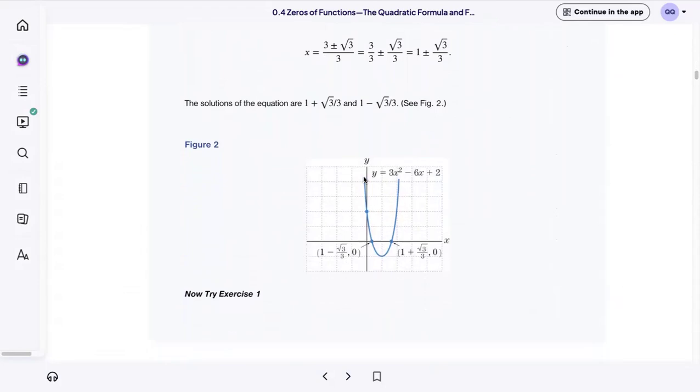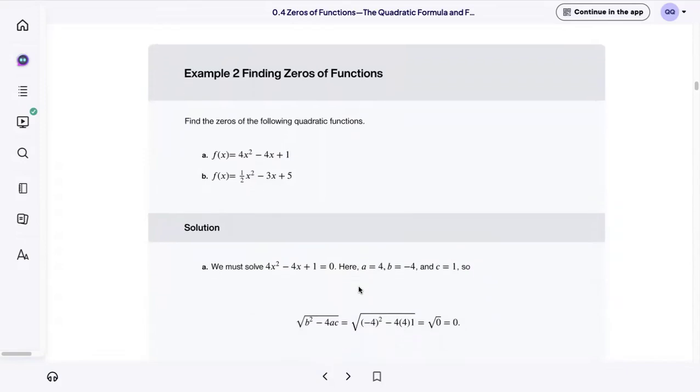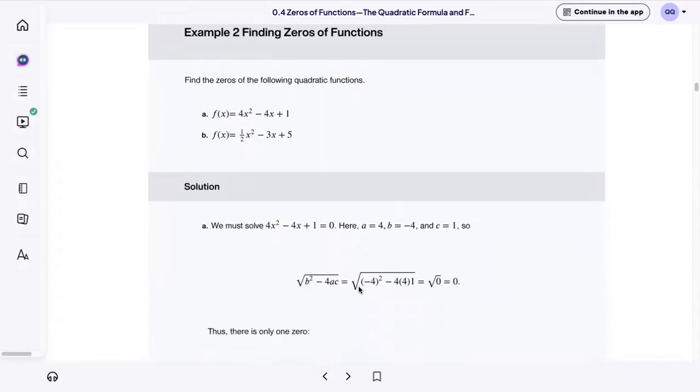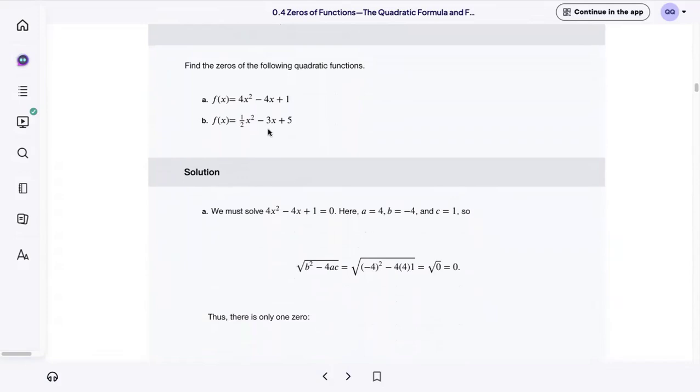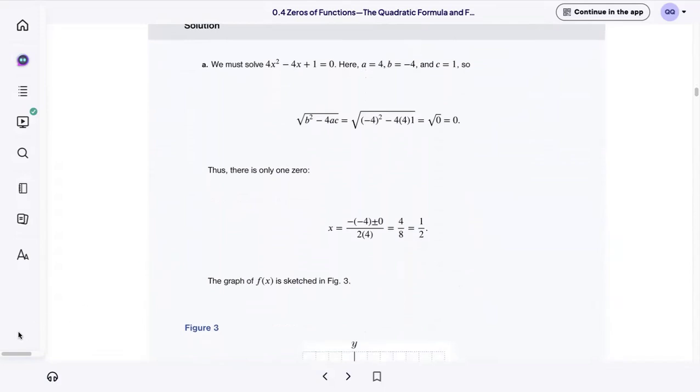So if we graph the function f of x, we see the two zeros. So this x value is 1 minus square root of 3 divided by 3. This is 1 plus square root of 3 divided by 3. So those are two functions. So we want to find the zeros of these functions. So what do we do? We just set the function equal to 0, because zeros of functions just means the function equals 0. Then we use a quadratic formula.